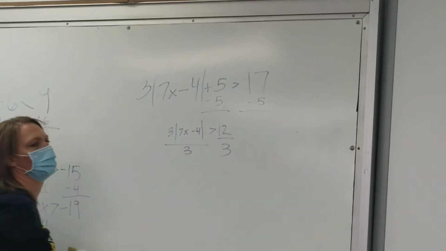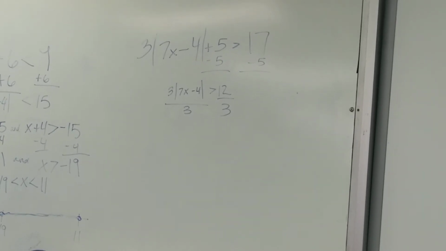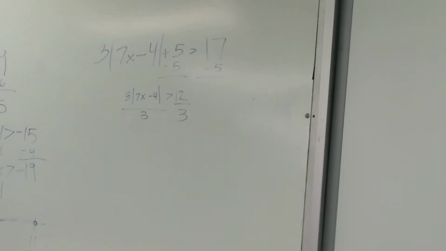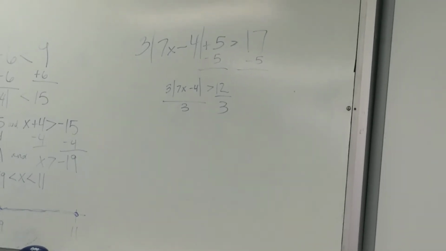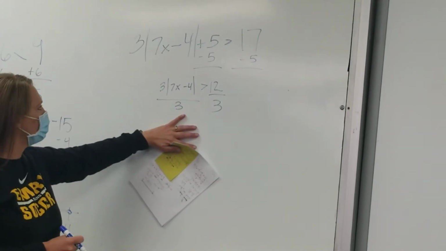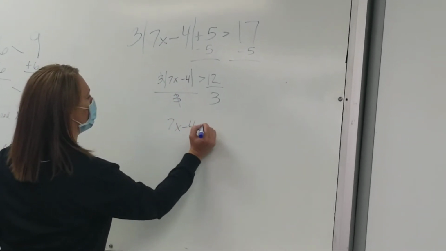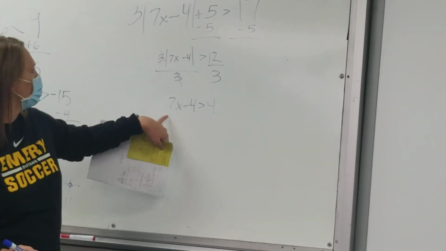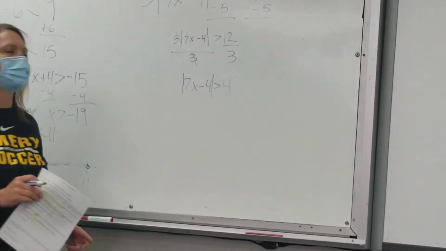So this is kind of tricky. You could actually distribute it, and it wouldn't kill you, but it makes things bigger. So you have to think to yourself, do I want to make things bigger or smaller? It's multiplication, so I can make it smaller by dividing. So that's why we choose to divide here. Now my 3's divide out, so I have the absolute value of 7x minus 4 is greater than 4. Is my absolute value alone? Yes, my absolute value is alone now.